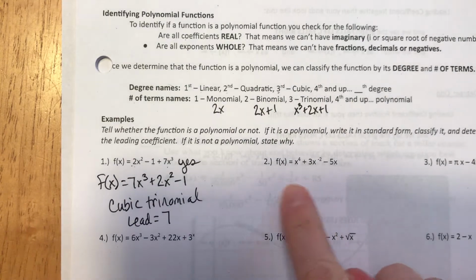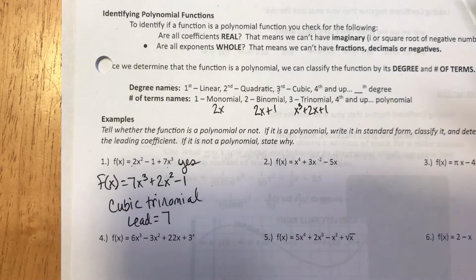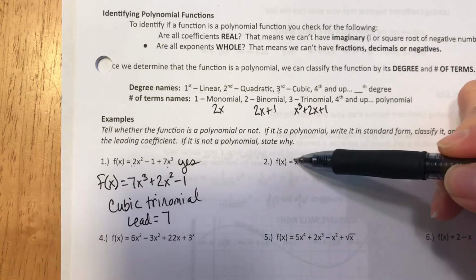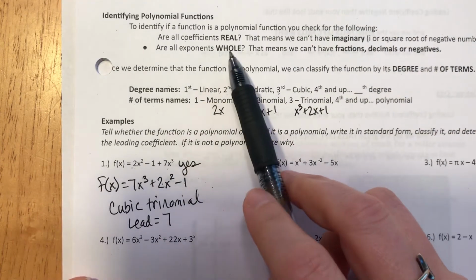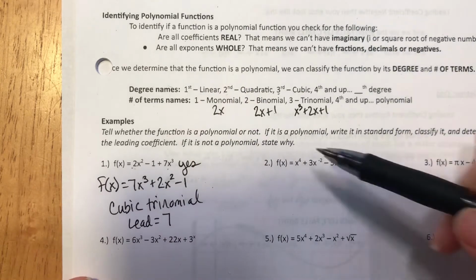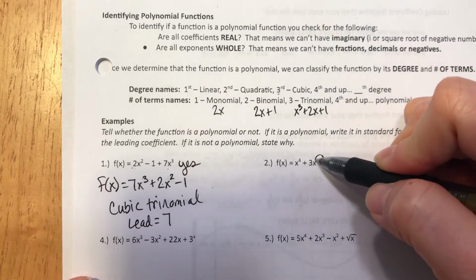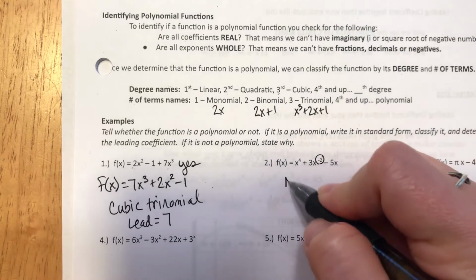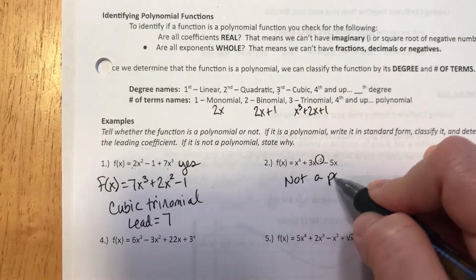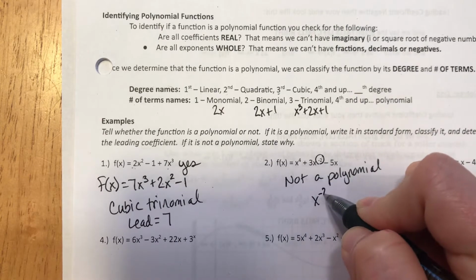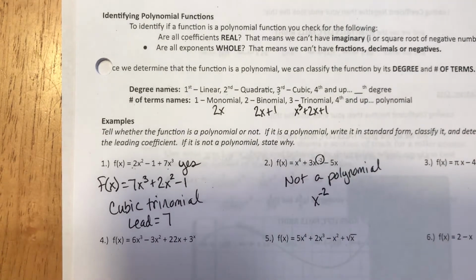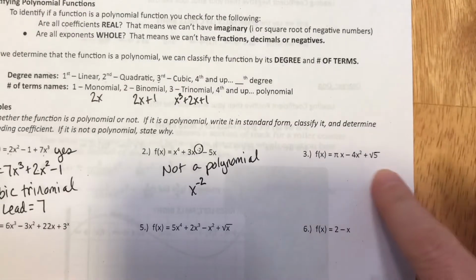All right. Number 2, is this a polynomial? Are all the coefficients real? Real, real, real. Good. Are all of the exponents whole numbers? No, because this has a negative exponent. So this is not a polynomial, because we have x to the negative 2. All right. Number 3, is this a polynomial?